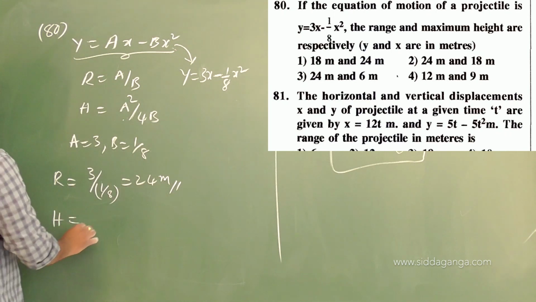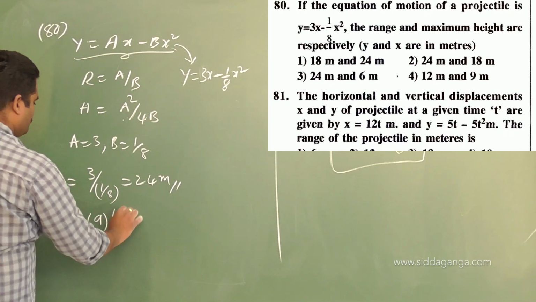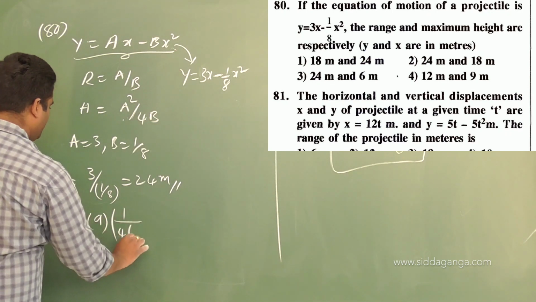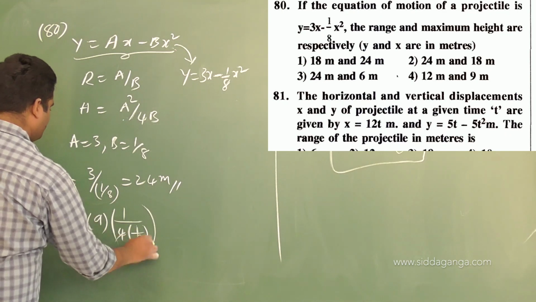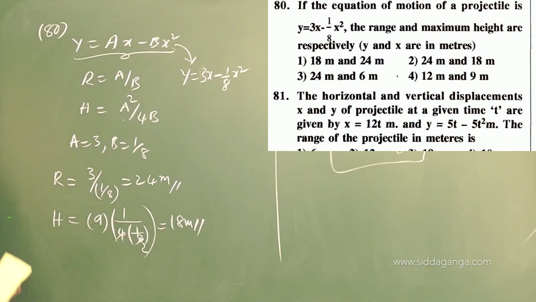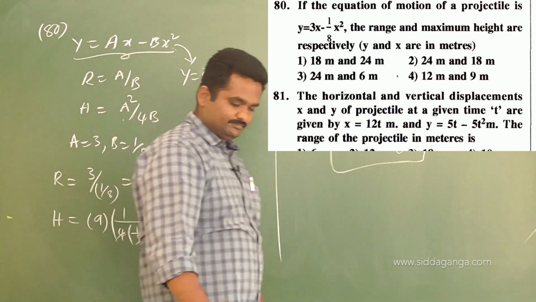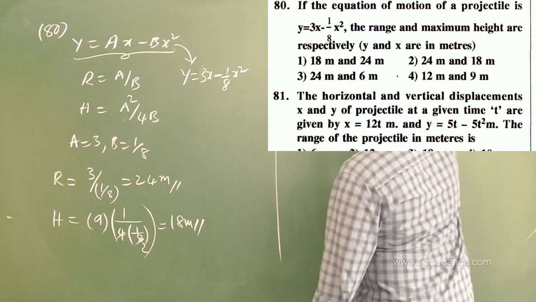H equals to a square means how much? 9 into 1 divided by 4 into b is how much? 1 by 8. 4 ones are 4, 4 twos are 8, goes to numerator, it will become what? 18 meters it will become. That's how I need to solve this problem. Shortcuts you have to remember, 24 and 18. Copy that.